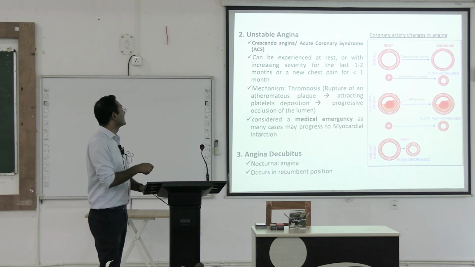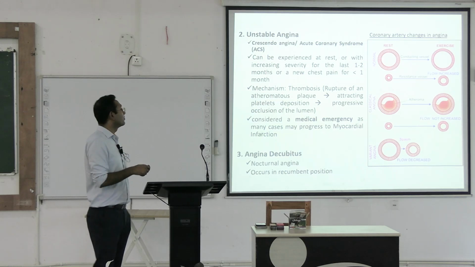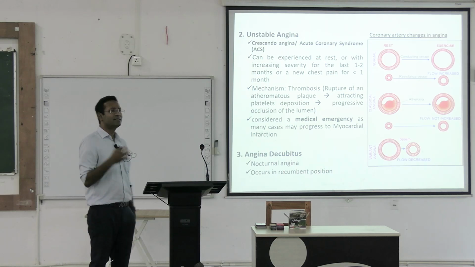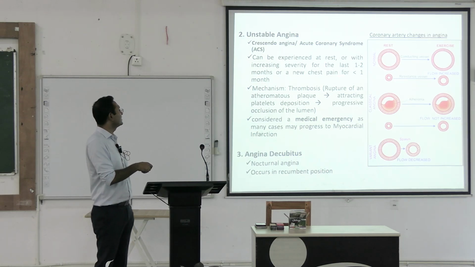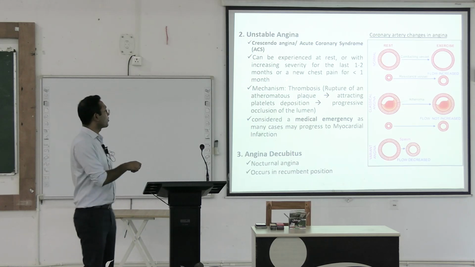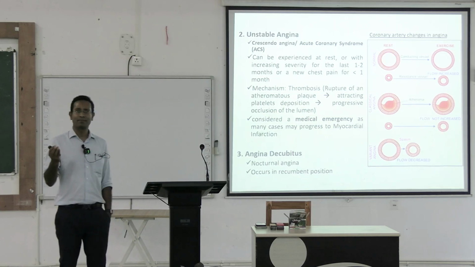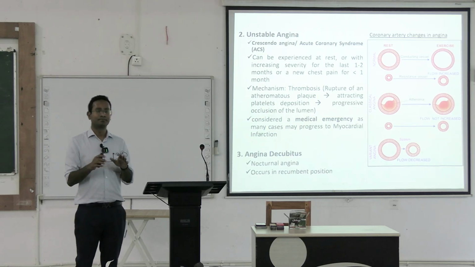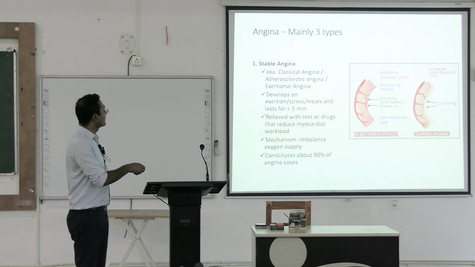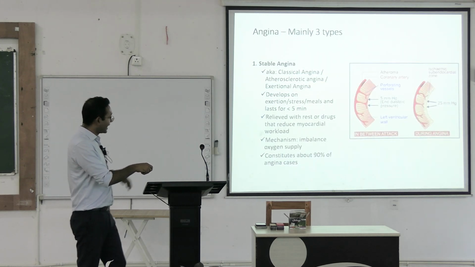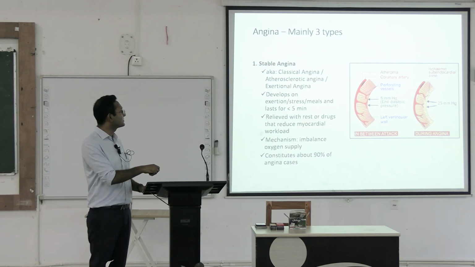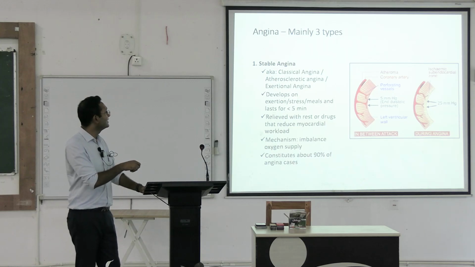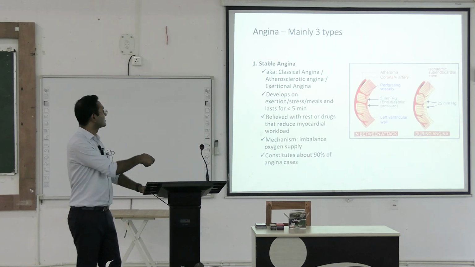Next is the unstable angina, or crescendo angina, or acute coronary syndrome. When does this happen? It can happen at rest or with increasing severity for the last 1 to 2 months, or a new chest pain for less than 1 month. This is common where a thrombosis happens, a rupture of an atheromatous plaque. So what happens when there is a rupture in a stable angina? In a stable angina, for example here, the atherosclerosis or atheroma is present in these coronary vessels. Now what happens? Suddenly it breaks off, leading to a thrombus.